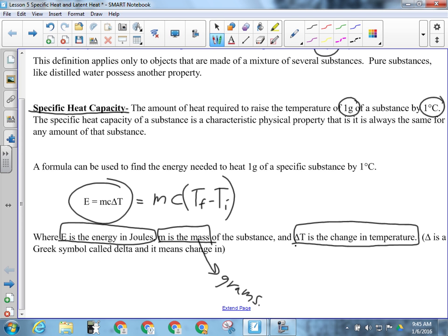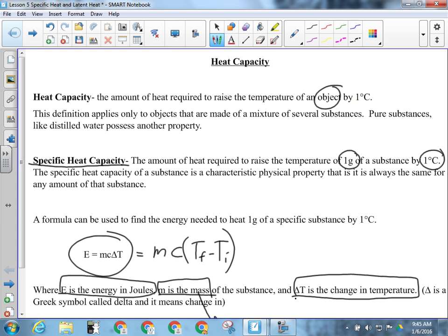As an example, specific heat capacity of gold. I think I have them all here, don't I? No, I don't. Specific heat capacity of silver is 0.230 joules per gram degree Celsius. That means it takes less than 1/4 of a joule to change the temperature of a gram of silver by 1 degree Celsius. Is a joule very much energy? No. So 1/4 of a joule is really a small amount. Something like water.